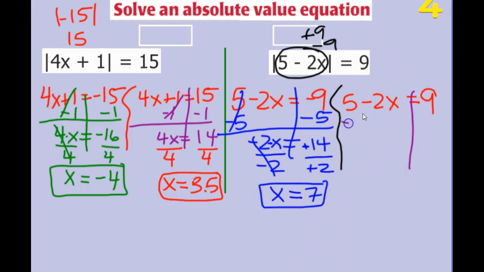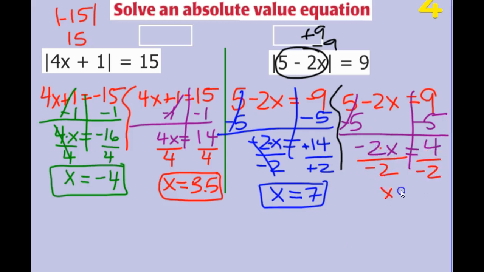And the second one, same thing. Subtract 5, get rid of the 5 first. So we have negative 2x, and 9 minus 5 is 4. And then divide again both sides by negative 2. 4 divided by negative 2 is negative 2. Those are my two answers.